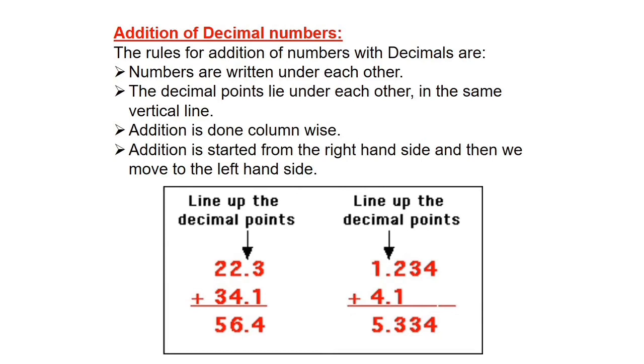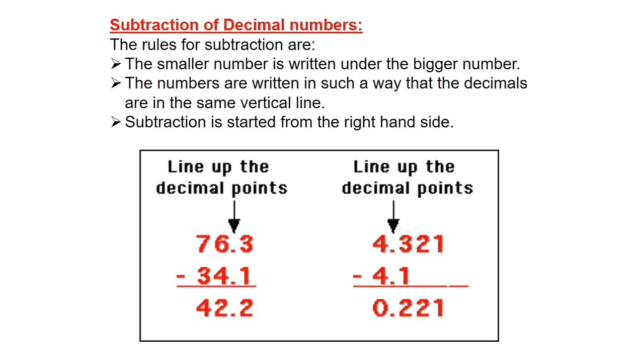In the second example, 1.234 plus 4.1, first line up the decimal points and then add them, getting the answer as 5.334. Subtraction of decimal numbers.